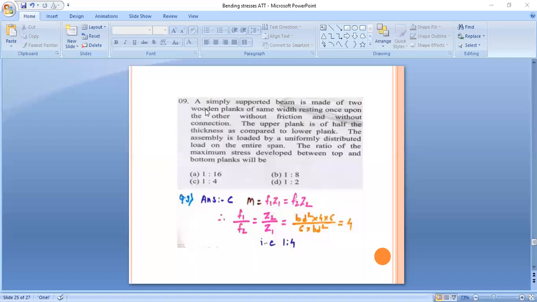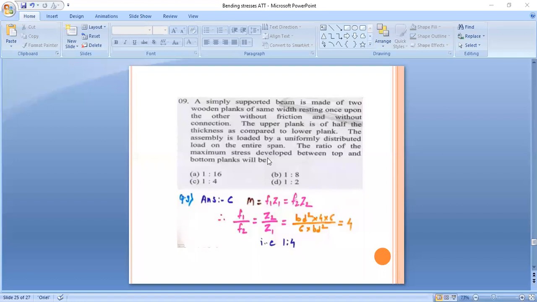Then the last question. A simply supported beam is made up of two wooden planks. Two wooden planks of the same width resting one upon the other without friction and without connection. There is no friction and there is no connection. The upper plank is of half the thickness as compared to the lower plank. The assembly is loaded by a uniformly distributed load on the entire span.